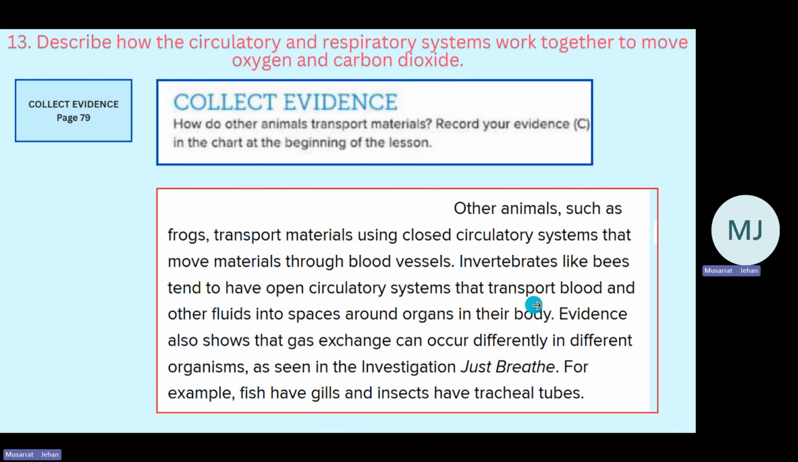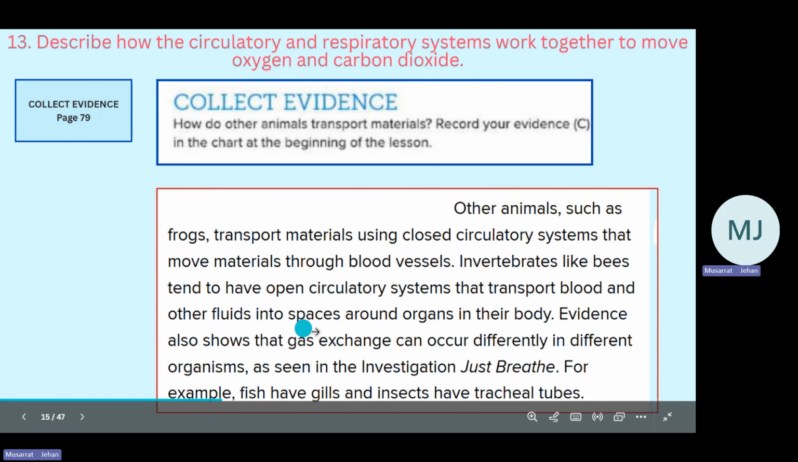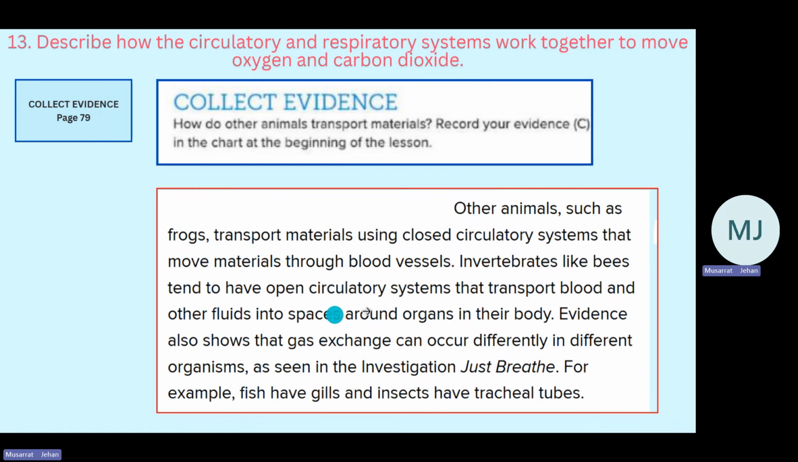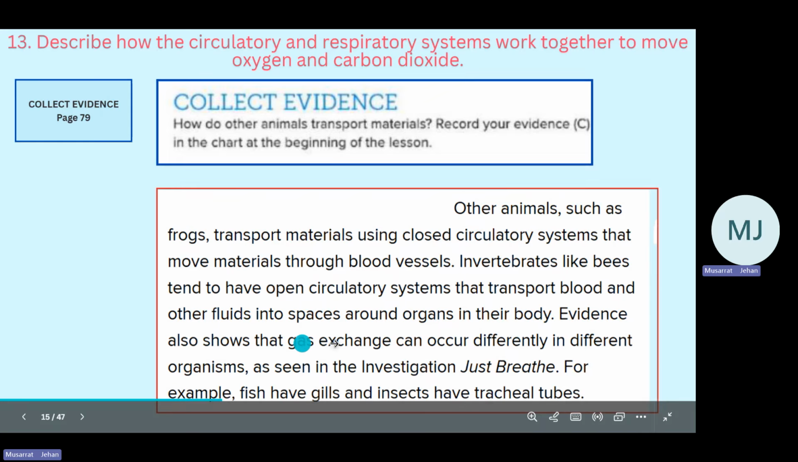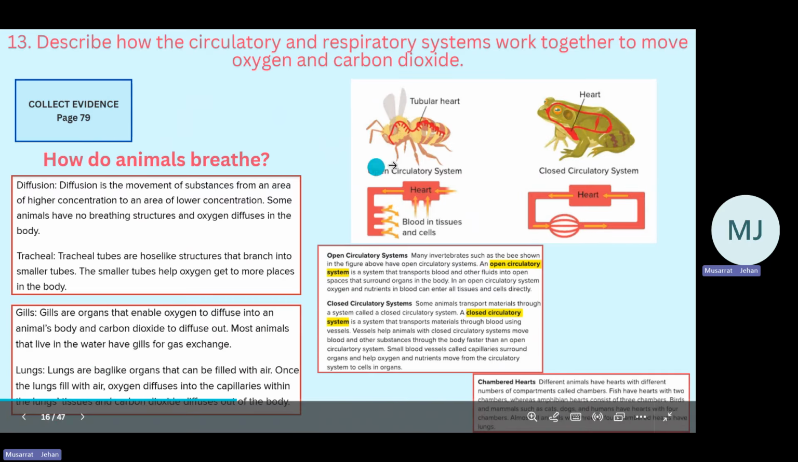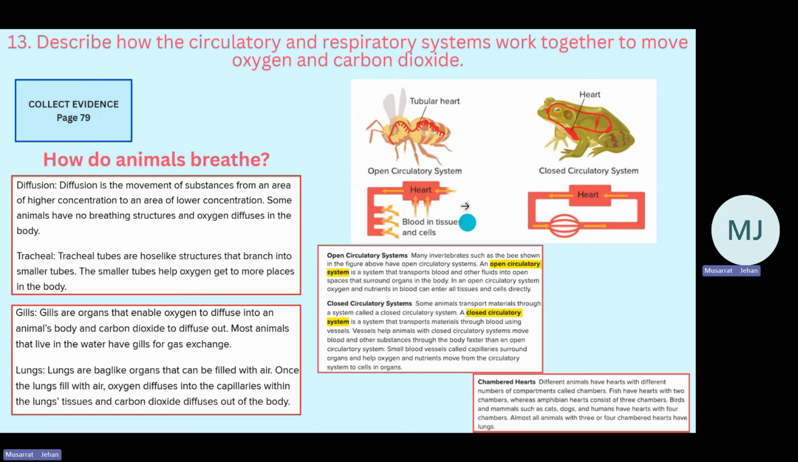Now, an open circulatory system transports blood and fluids into spaces. So there are spaces around the organ and blood goes into those spaces. It's open, and their exchange of gases takes place. You can see it here more clearly. This is the insect. It has an open circulatory system. You can see there is space, blood goes in here and then gets back. So this is open. This is a frog. It has a closed circulatory system. You see, there are no open spaces. So two types of circulatory system, open and closed.